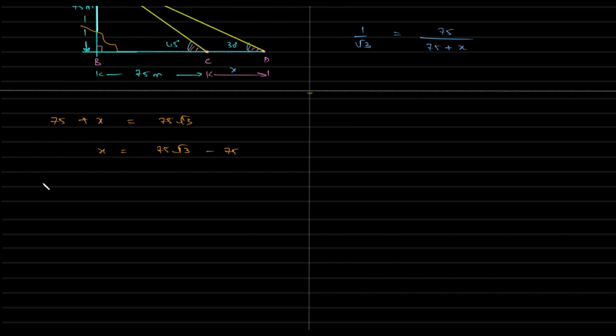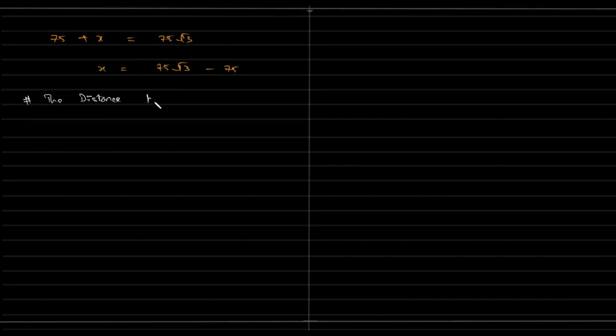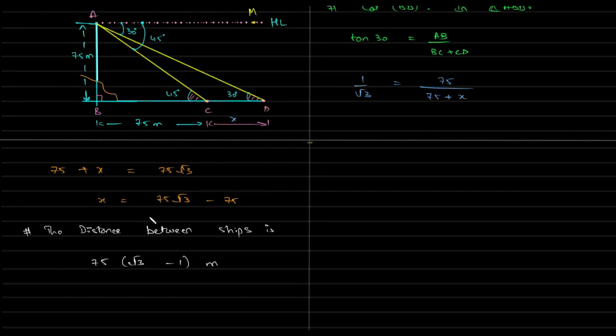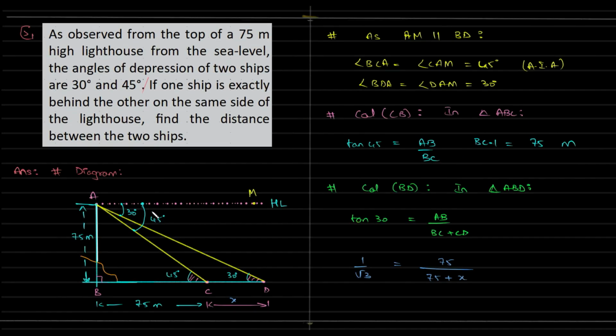And you can write the distance between the ships is 75 (root 3 minus 1) meters. Okay, so now pause and have a look.